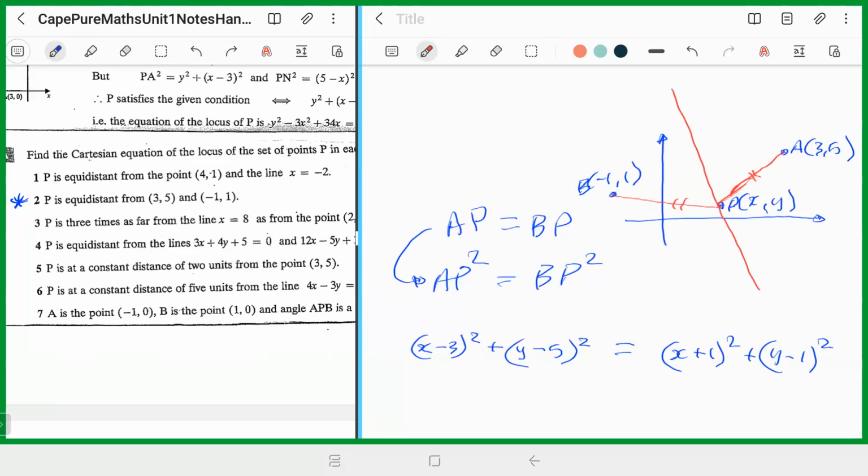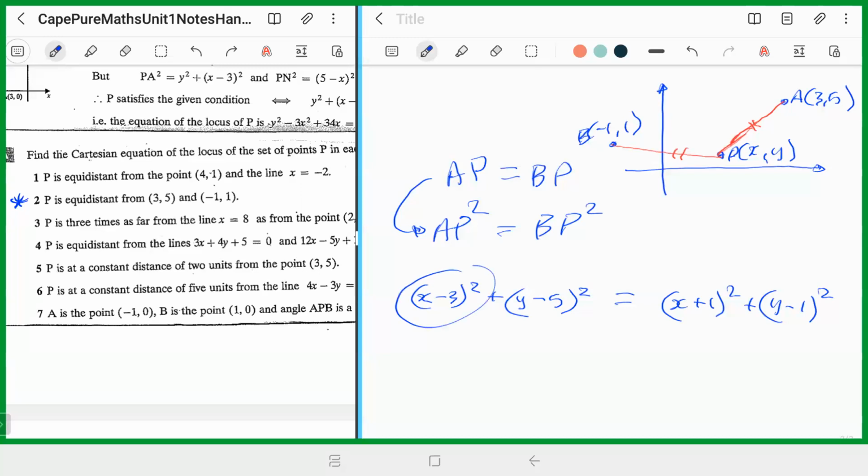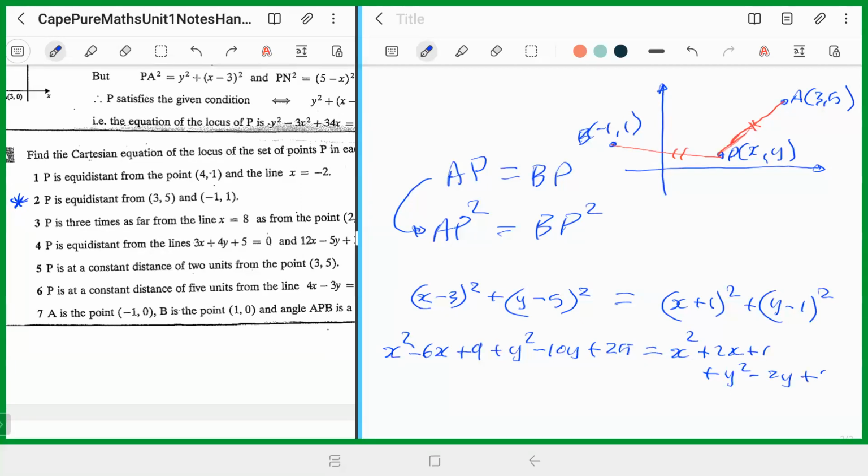That's the line that you're going to get. But to follow through on the process, expand this, you're going to get x squared minus 6x plus 9. Expand this, you're going to get y squared minus 10y plus 25, equals, expand this, you're going to get x squared plus 2x plus 1. Expand this, we're going to get plus y squared minus 2y plus 1.